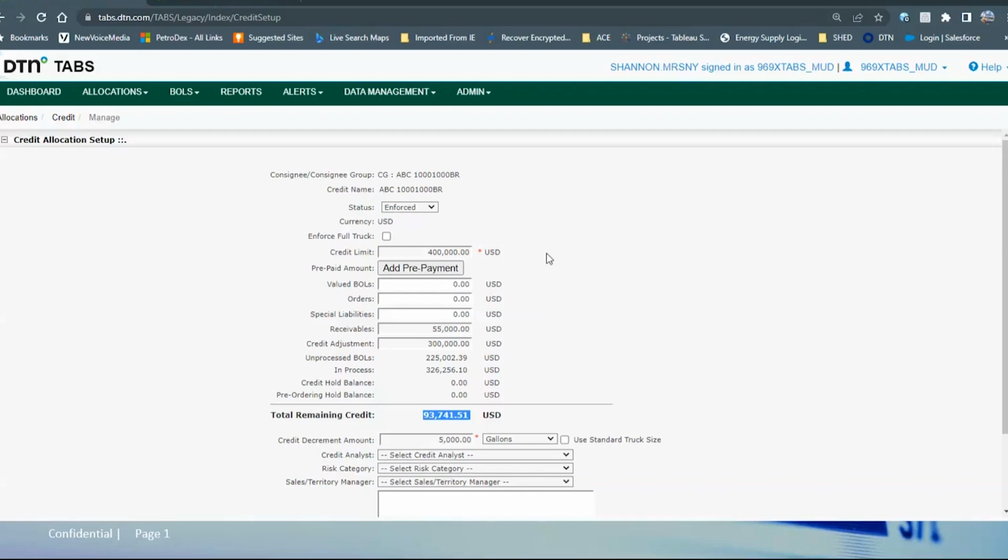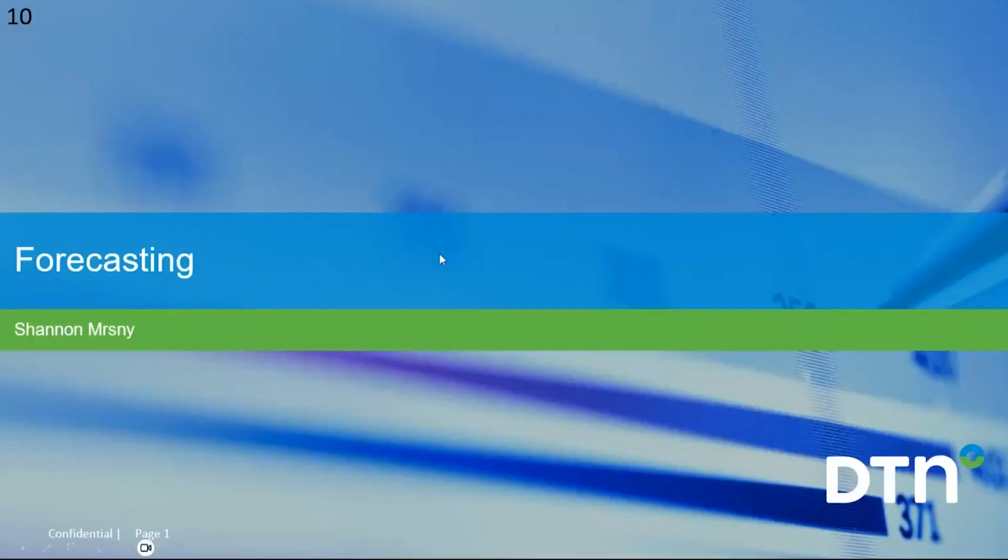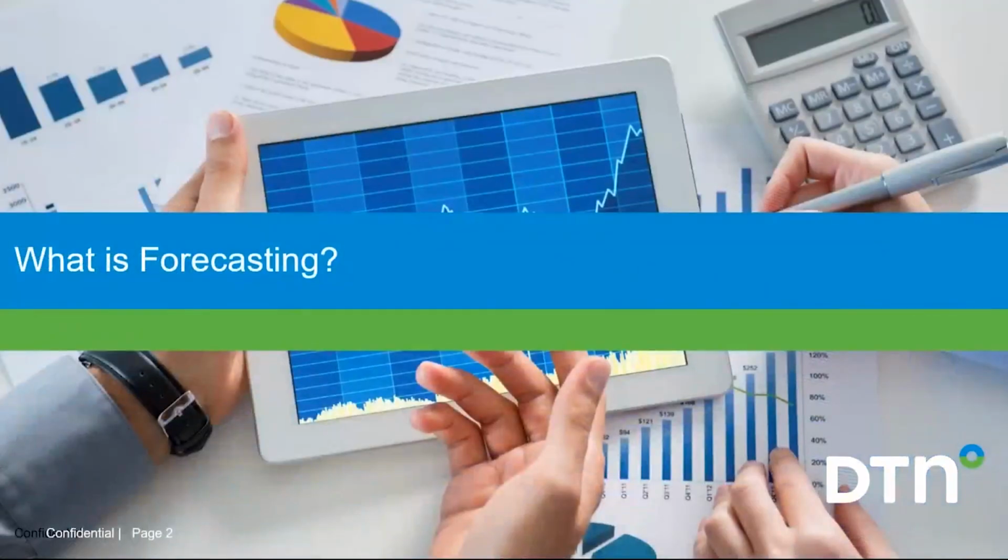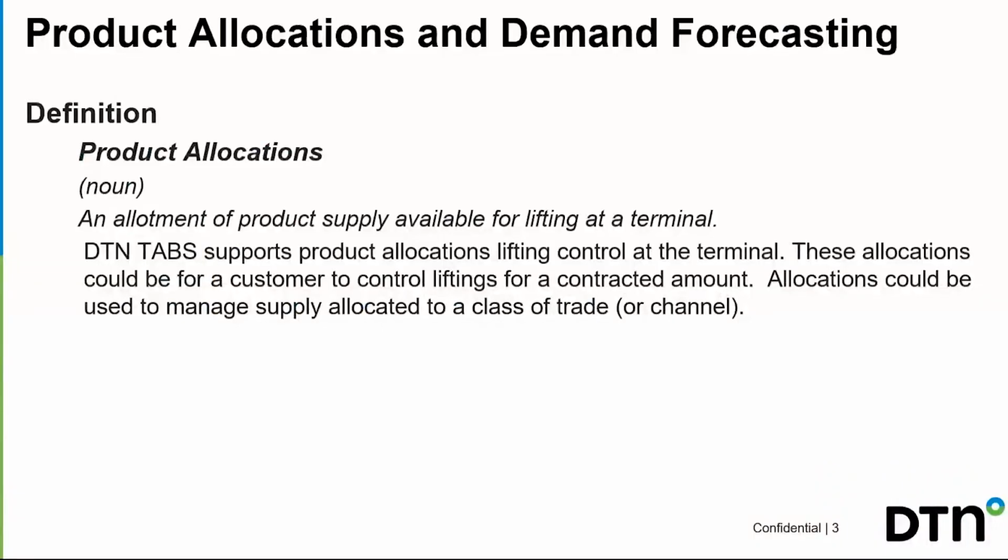Okay, so that's the enhanced credit. Let me talk about the forecast module now. I have a few slides here. Here we go. So with our TABS forecasting module, I've just got a few definitions here.